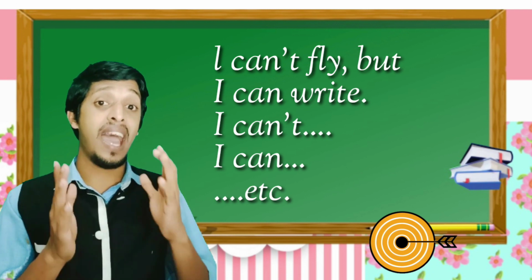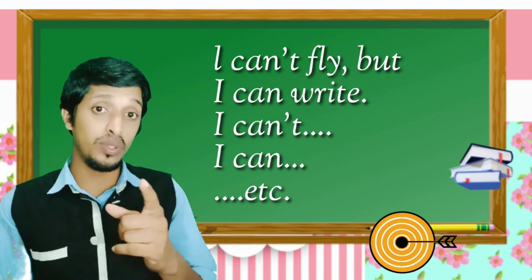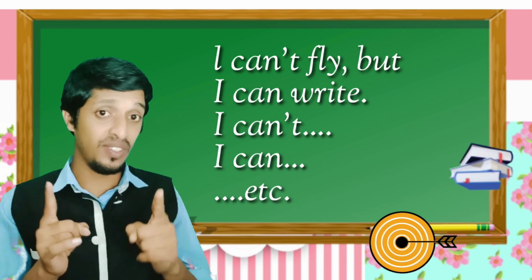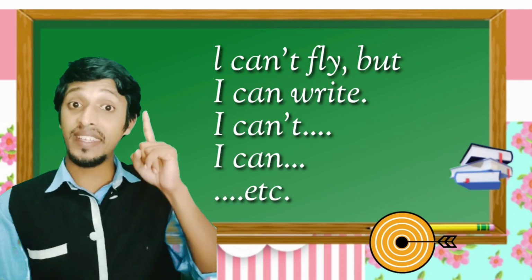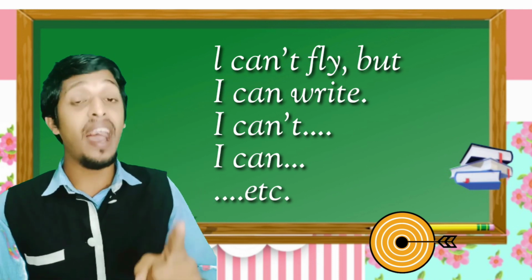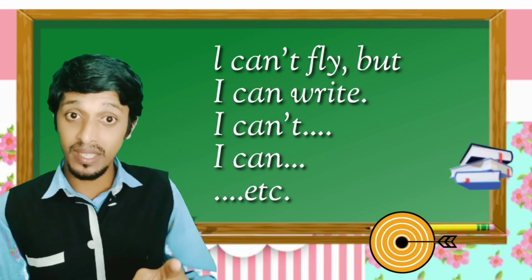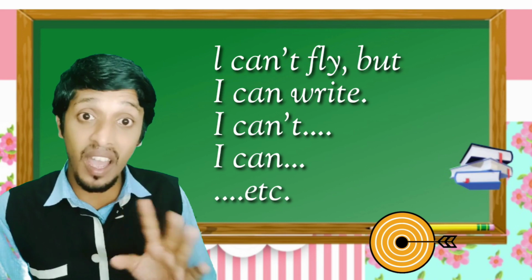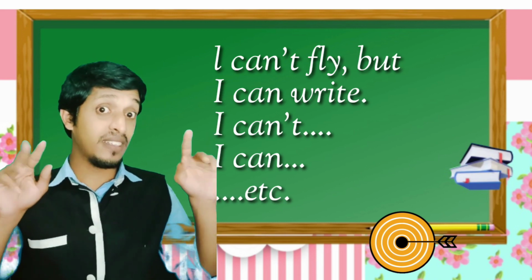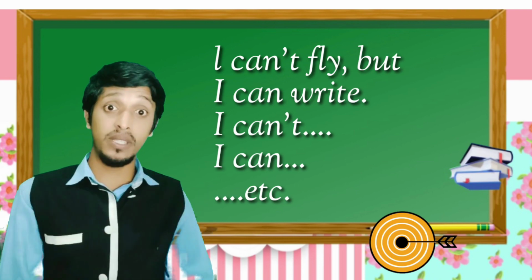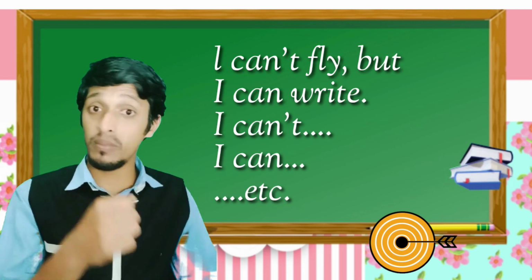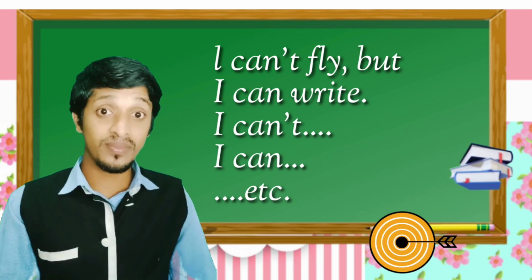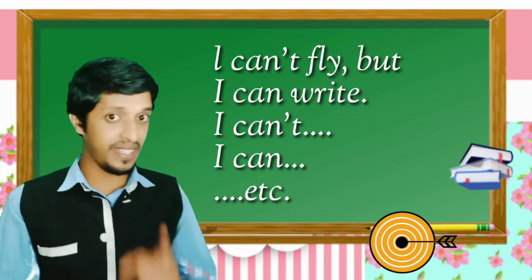What are the things Anas can do? We are going to check what Anas said. He started to say, I can write, I can read, I can think, I can swim, and more and more. He also said, I can't fly like birds. I can't swim like fishes, but I can swim. I can't jump like a kangaroo, but I can jump.